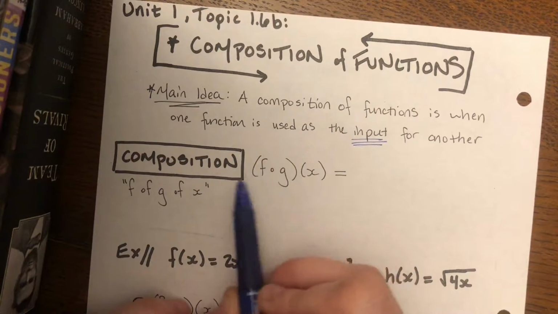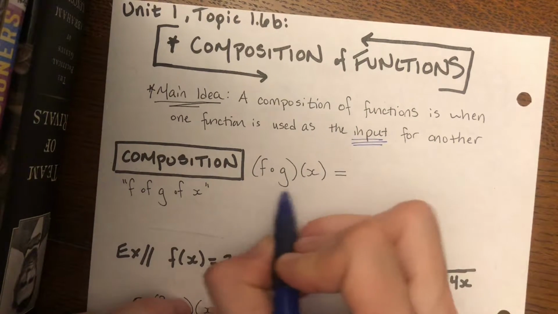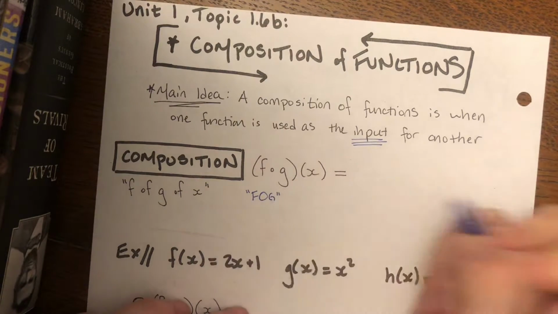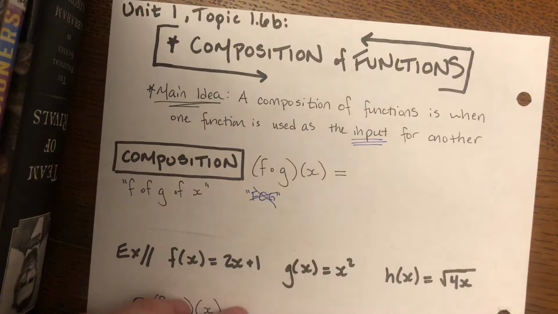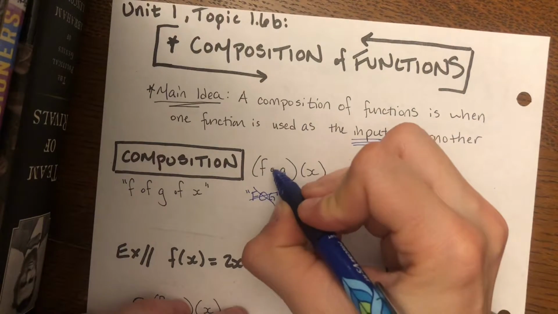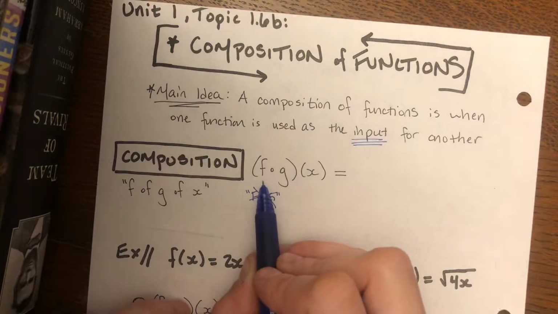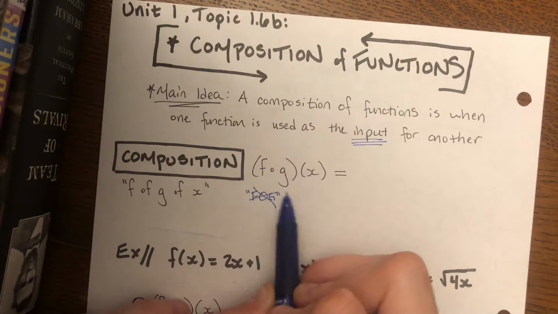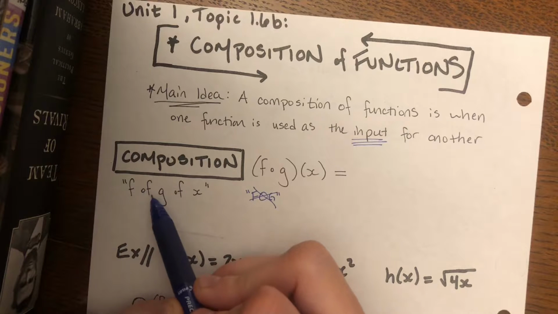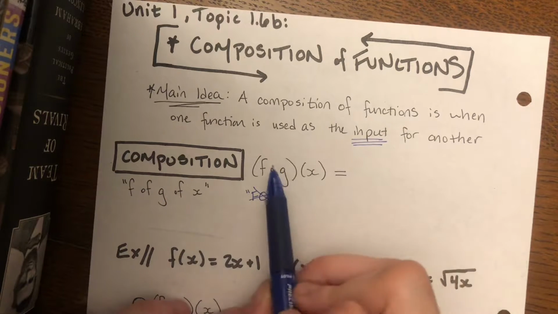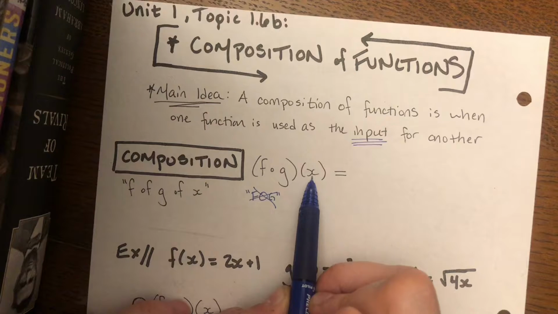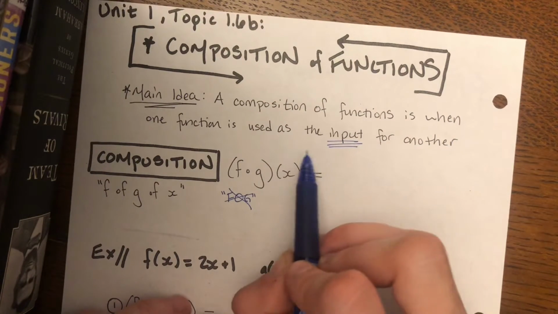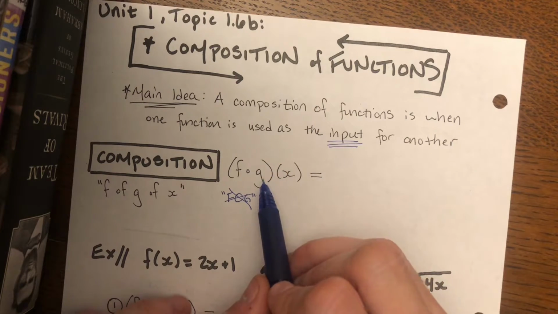So our notation we usually see when we have composition looks like it says f o g. It does not say f times g. So even though it might look like it, that is not what it says. This is just a tiny little circle, an open circle. I'm not actually sure even what the symbol is called, but it's f composed with g is how we say it, or f of g of x. And what this means, like I said, it means that one function is used as the input for the other.